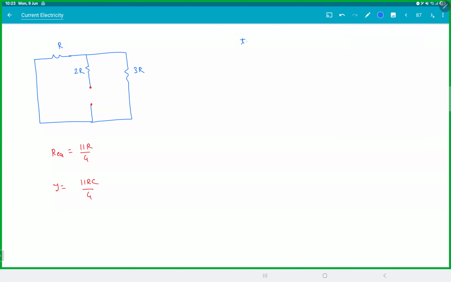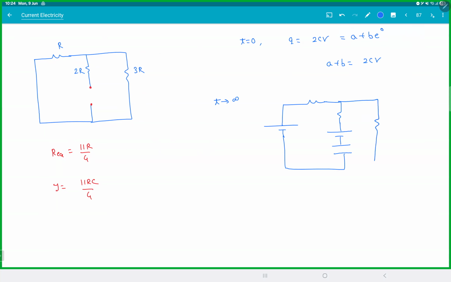Next thing, at t = 0, the charge Q was 2CV. This is given data, which is A + B e^0. So A + B is 2CV. Now at t = infinity, your circuit will look like this. You have to draw the circuit. The capacitor will be full. There'll be no current in this branch, but there's a charge. So all the current will flow through this, where I is nothing but V/4R.